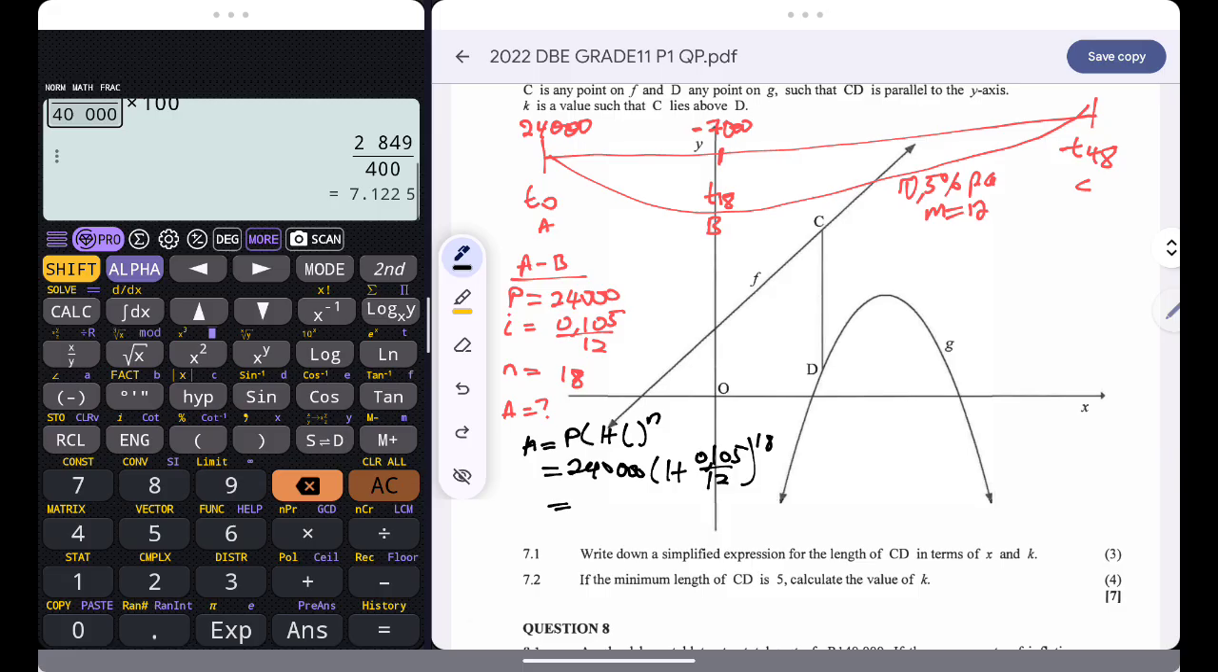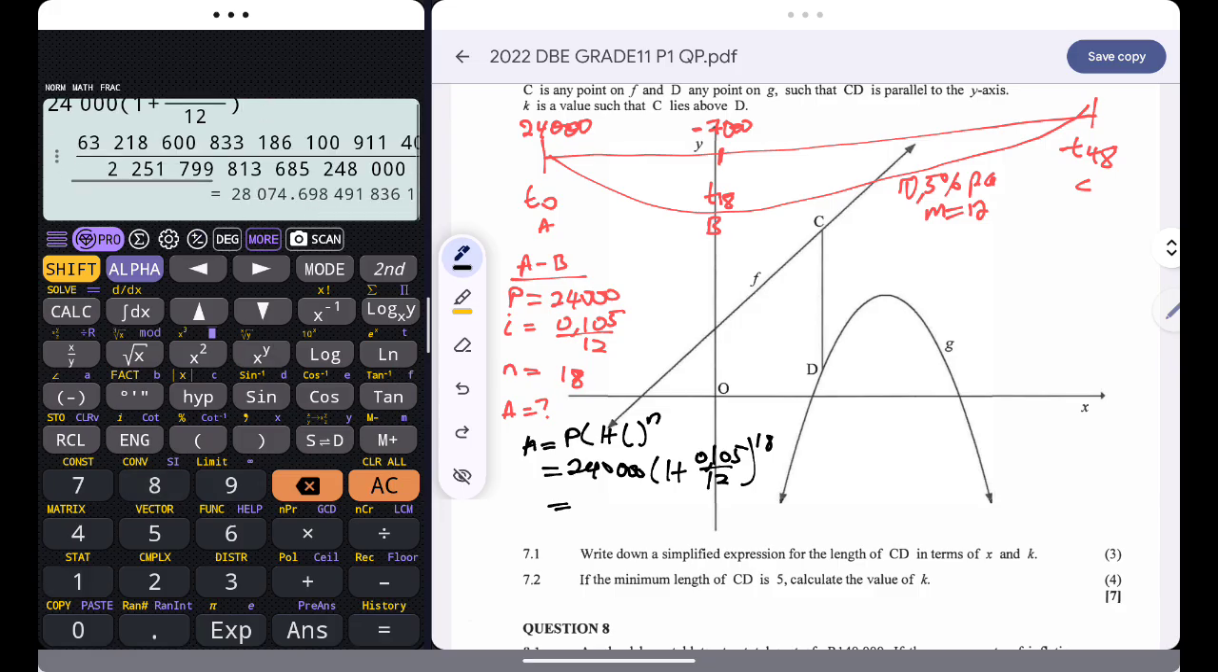What do we get there? 24,000 times (1 plus 0.105 all over 12) all raised to the power 18. This will give us 28,074 rands.